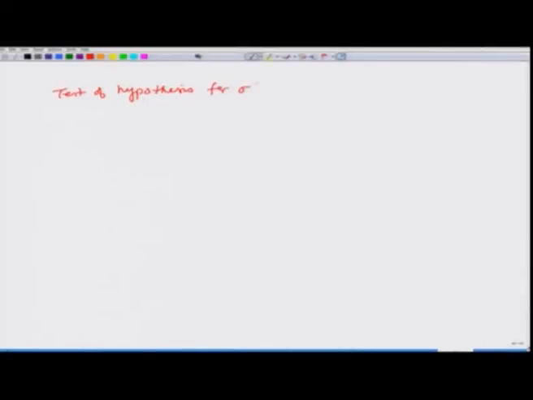Now, we consider the test of hypothesis for sigma square, and we would like here to test the null hypothesis sigma square is equal to sigma naught square, where sigma naught square is some known, specified value. And the alternative hypothesis in this case is sigma square is not equal to sigma naught square.